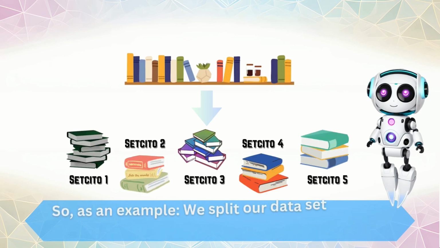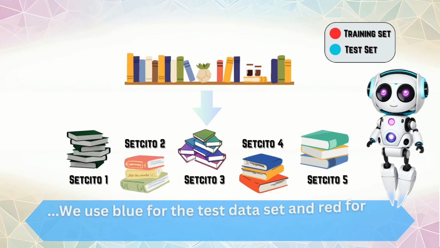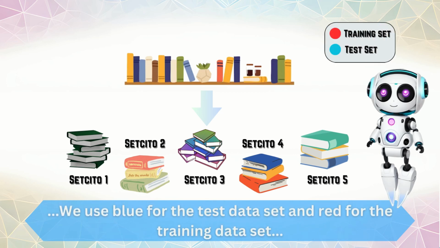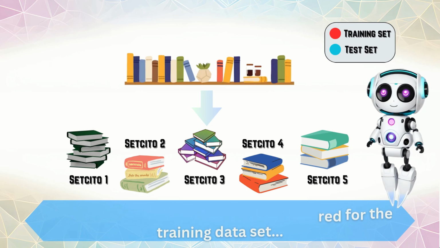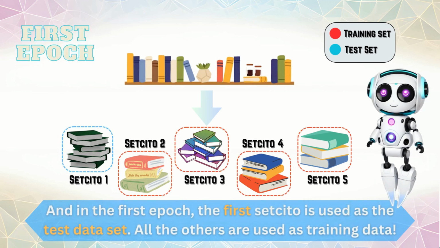So, as an example, we split our dataset into 5 smaller datasets. Let's call them setcitos. We use blue for the test dataset and red for the training dataset. And in the first epoch, the first setcito is used as the test dataset. All the others are used as training data.